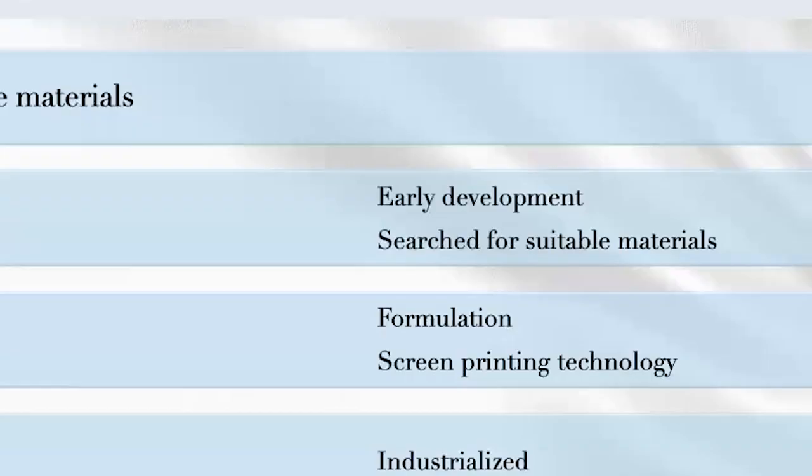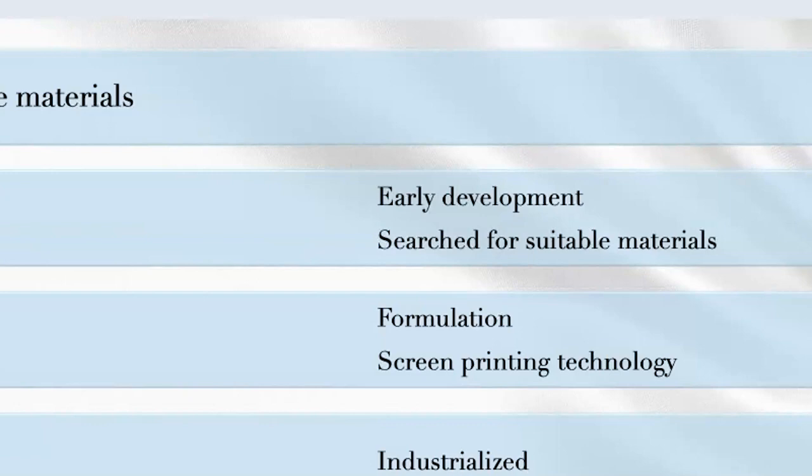So for the introduction, we know that the concept of the resistor was introduced way before the development of thick film resistors. However, the development of thick film resistors only began around the 1950s and 1960s. At that time, people started the development and searched for suitable materials and how to apply those materials for thick film applications.